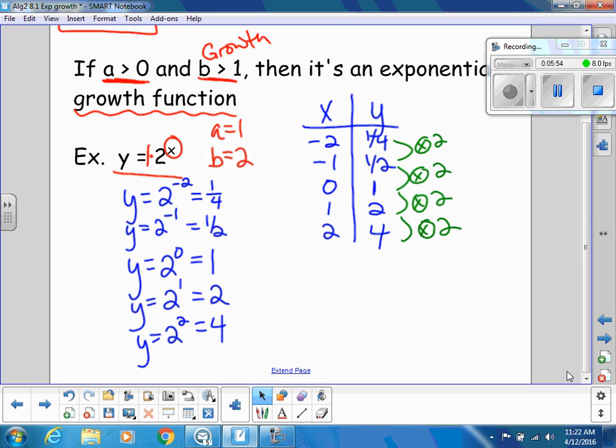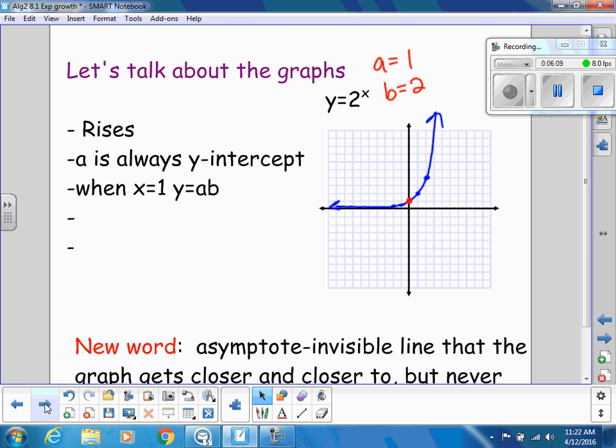And then going back to why the y-intercept is always A? Well, if I do 2 to the 0 power, we said that's always 1. So if I multiply by that A, it's just always going to be A. And you don't have to worry about that, in case you're curious about why that is always true.